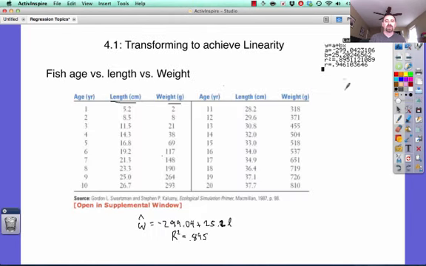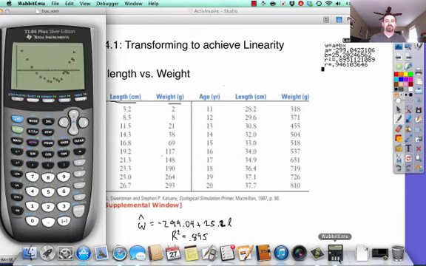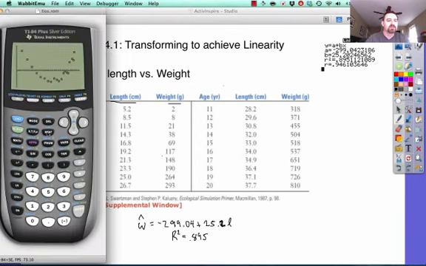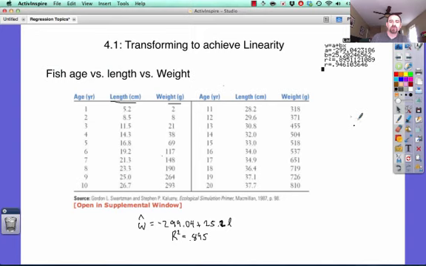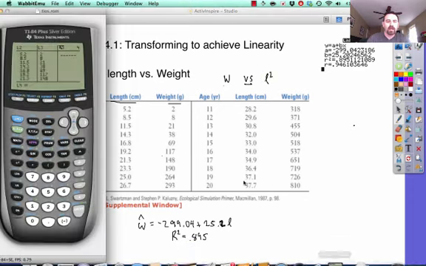So let's go back to the data. Here's our original data, and I'll pull up the calculator again. I'm going to make a new list. This list will be L4. I've done this problem before, so I know it's going to work out pretty well. I'm going to try graphing W versus L squared. So I'm going to make list 4 the lengths squared, the same as L2, but squared. So 5.2 squared, 8.5 squared, and so on.